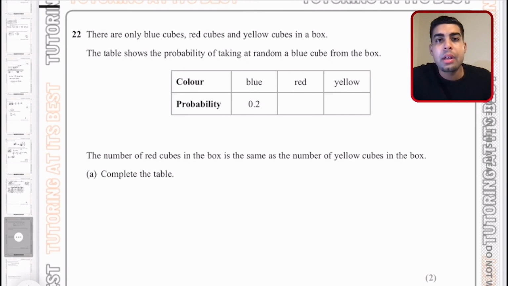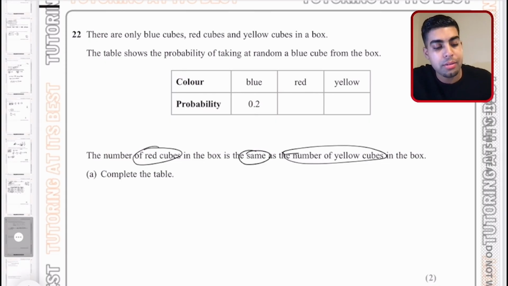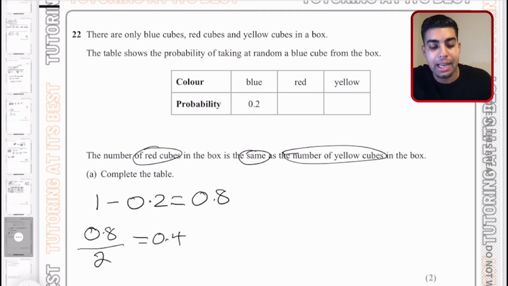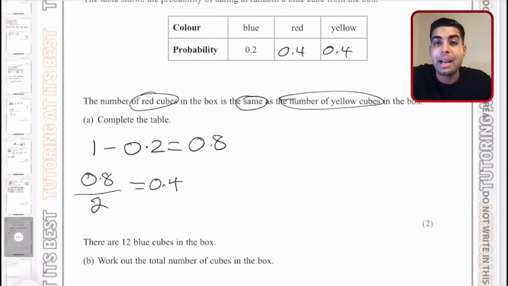So again, what it mentions is that the number of red cubes is the same as the number of yellow cubes. And we know probability is out of one whole. So I'll simply go ahead and subtract 0.2 from one whole, which leaves me with 0.8. And because the red and yellow counters are the same, I'll just simply divide the remaining 0.8 by 2, which gives me 0.4. And I can now fill that in my table. And that's your first 2 marks in the bag.